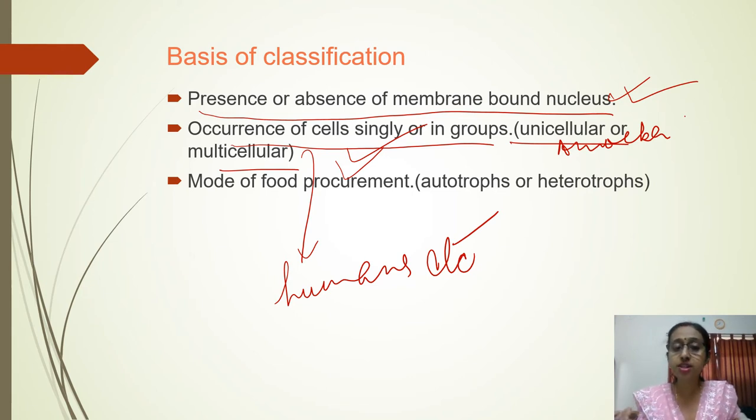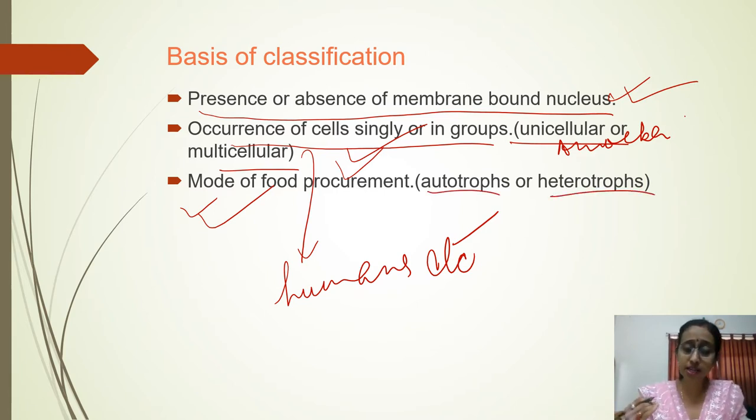Next comes the mode of food procurement. Either they are autotrophs or they are heterotrophs. What does this mean? What is the mode of procurement? That is, do the organisms make their own food? Are they autotrophs? Or are they depending on others for their food? That is, they are heterotrophs. What is the level of organization in the organisms that perform photosynthesis, or do not perform it?